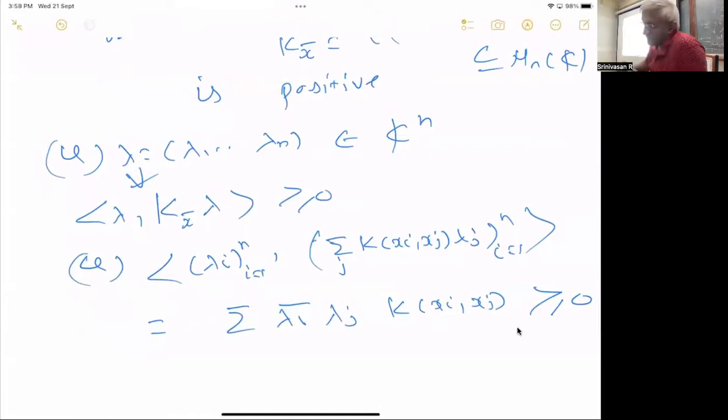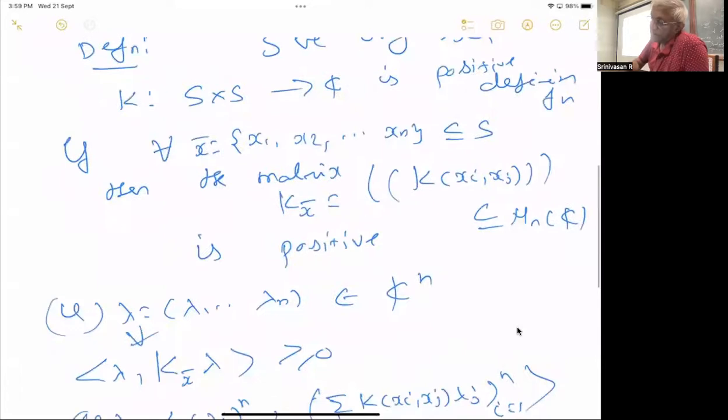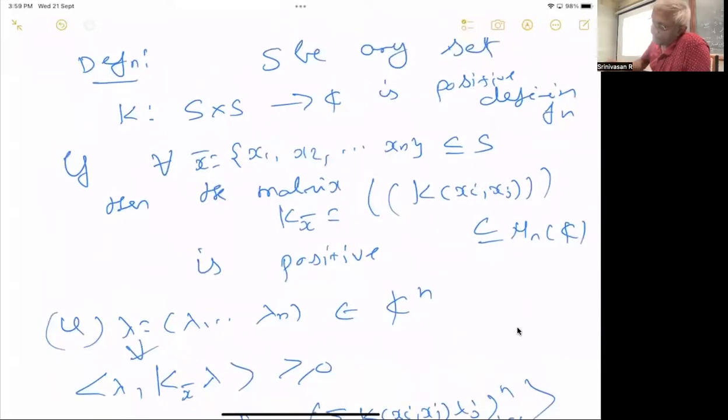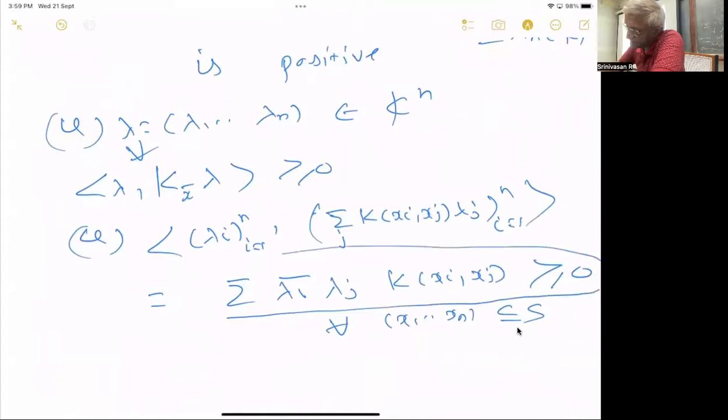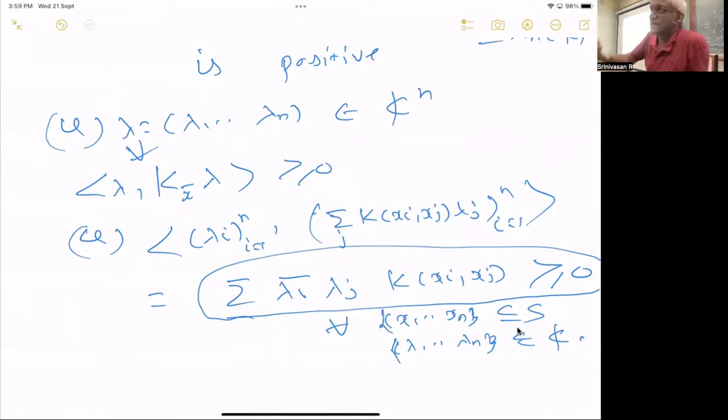So let me show the full definition. S is any set, then K is positive definite if it satisfies this condition: the summation of lambda i bar lambda j K(x_i, x_j) is greater than or equal to zero. This is true for all x1 up to xn contained in S and lambda 1 up to lambda n contained in C. So you take any n complex numbers and n elements of S. S is some set. Then this is satisfied. This is what is called positive definite.